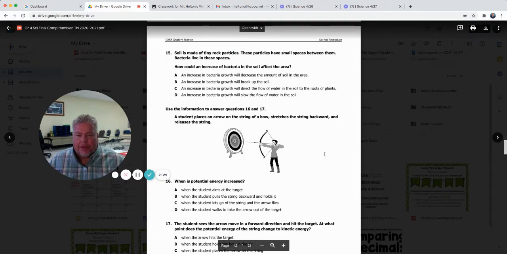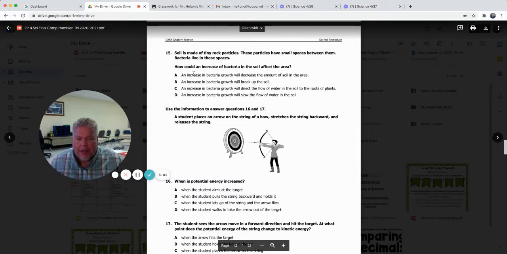15. Soil is made of tiny rock particles. These particles have small spaces between them, and bacteria live in these spaces. How could an increase of bacteria in the soil affect the area? Well, now let's go back and reread this. Soil is made of tiny rock particles. These particles have small spaces between them. Bacteria live in the spaces. So there's an increase in bacteria living in the particles in the dirt.